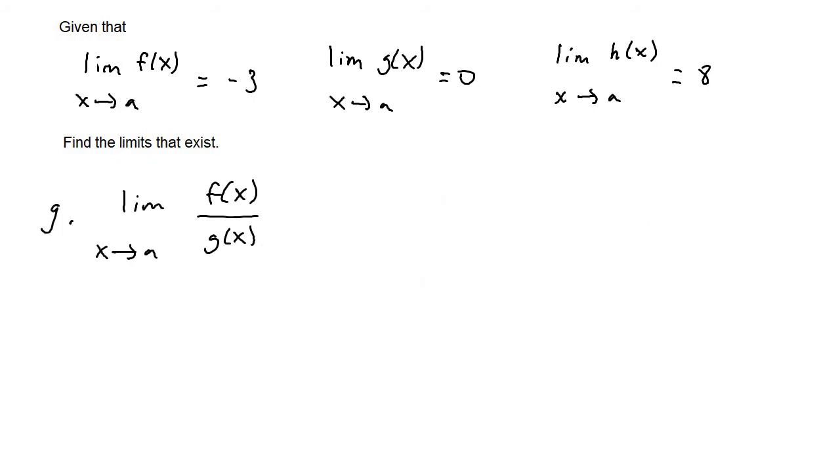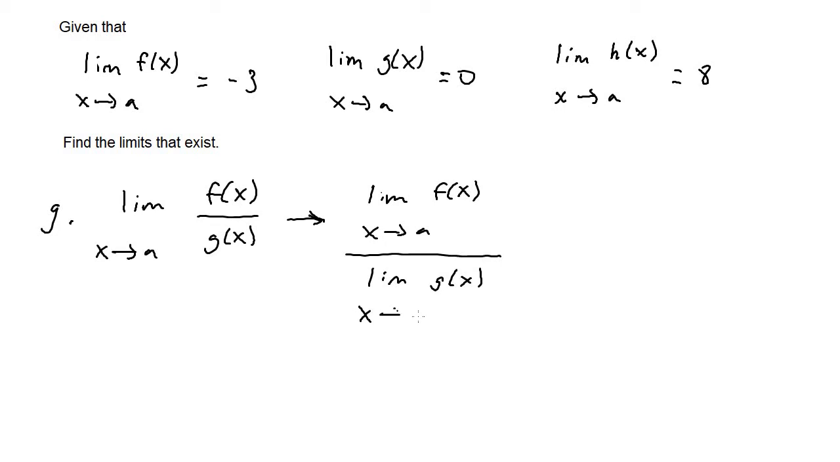So now for letter G, we have the limit of f of x over g of x as x approaches a. Once again, we can go ahead and rewrite it as the limit of f of x as x approaches a divided by the limit of g of x as x approaches a. Now the limit of f of x as x approaches a once again is negative 3. The limit of g of x as x approaches a this time is 0. So once again, we cannot divide by 0, so we have to say that the limit does not exist.